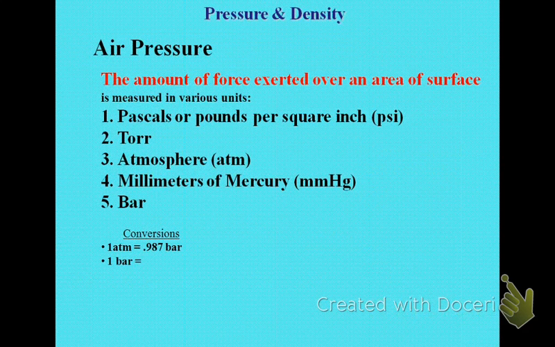Pressure and density. That's what it says, air pressure at the top. The amount of force exerted over an area of surface. So this is a definition you need to write in. You may be asked on a test to define air pressure. And I'm looking for amount of force exerted. That's one of those $1 million words. Over an area of surface. Okay, so pressure, pushing down on you, is the amount of pushing down over an area.